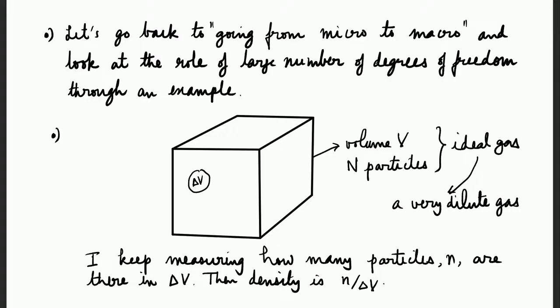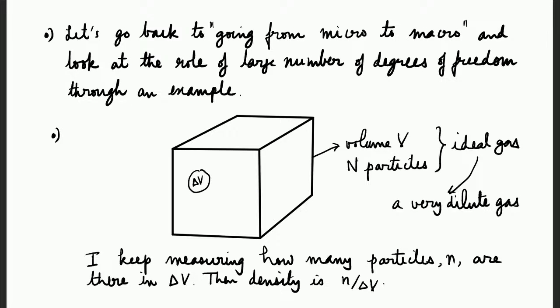So I have a box of volume V of n particles, a dilute gas. A dilute gas, so they interact infrequently. I will model it as an ideal gas. Ideal gas, all of you are familiar with. So I have an ideal gas in a volume V with capital N particles. Now I am going to do a measurement. I take a small volume delta V here, and I keep observing how many particles, small n, are there.